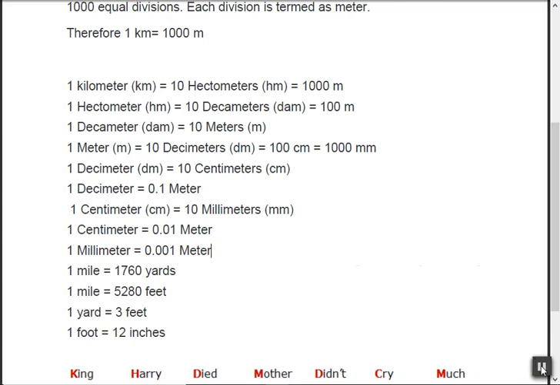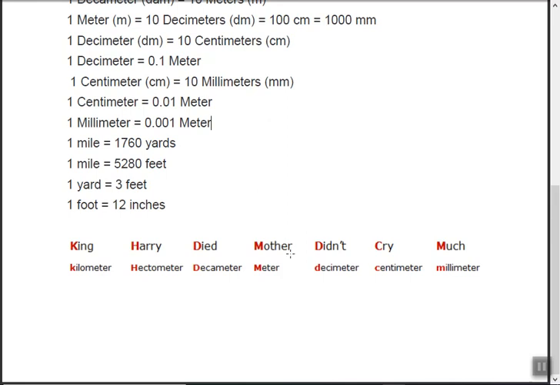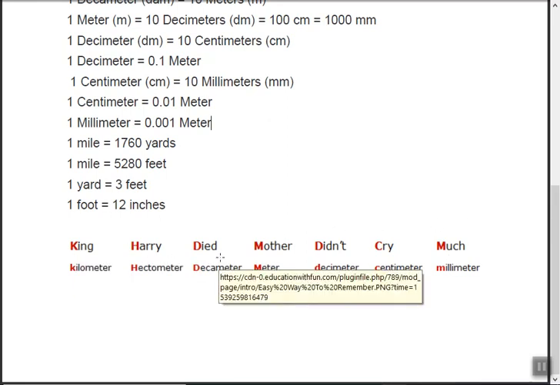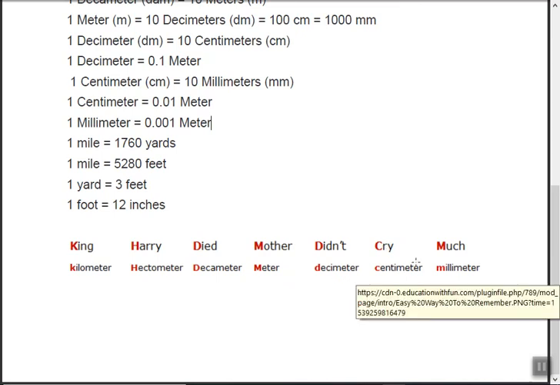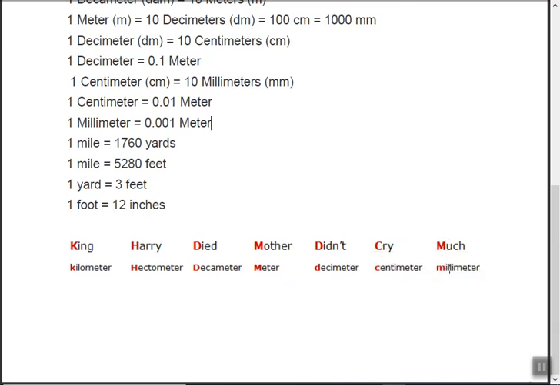But how to remember that? So there is a way. From top to bottom if we have to come, we'll follow it this way. King Harry died, mother didn't cry much. Means what? King means kilometers, Harry means hectometer, died means decameter, mother means meter, didn't means decimeter, cry means centimeter, and much means millimeters.